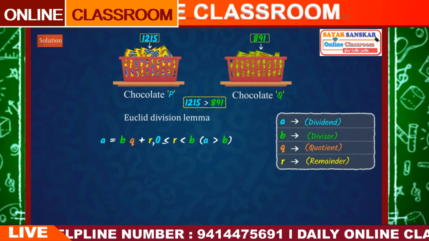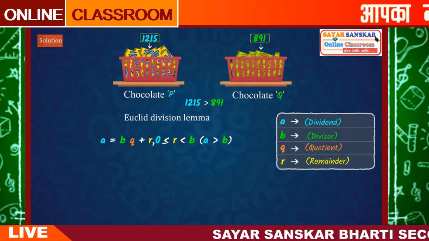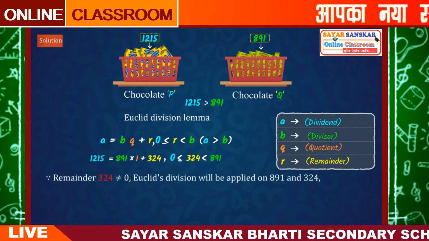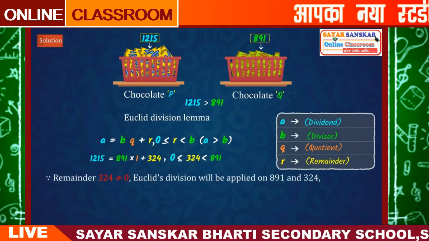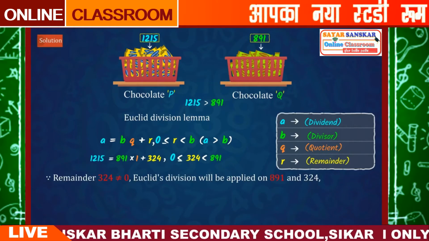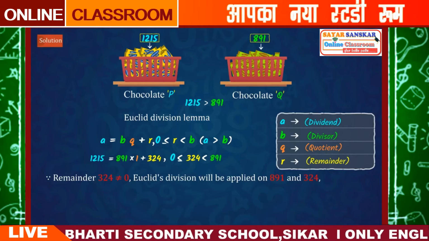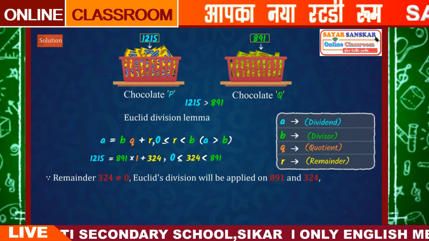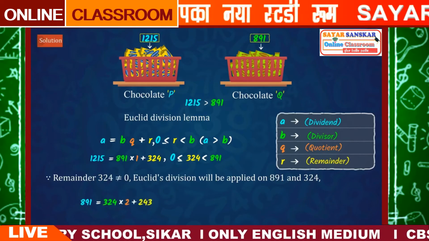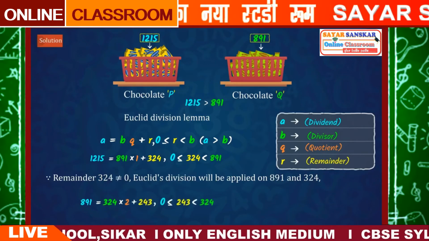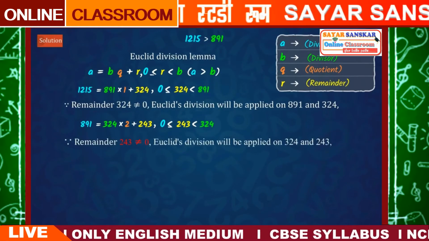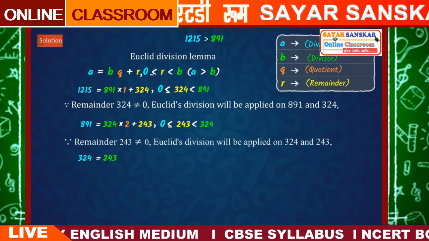Here 1215 is greater than 891. Now we will use Euclid's division lemma on these, which gives us this value. Since the remainder is not equal to 0, we apply Euclid's division lemma again to divide 891 and remainder 324, and by this we get this value. Here also the remainder is not equal to 0, so we apply Euclid's division lemma once again. The remainder has now become 0.